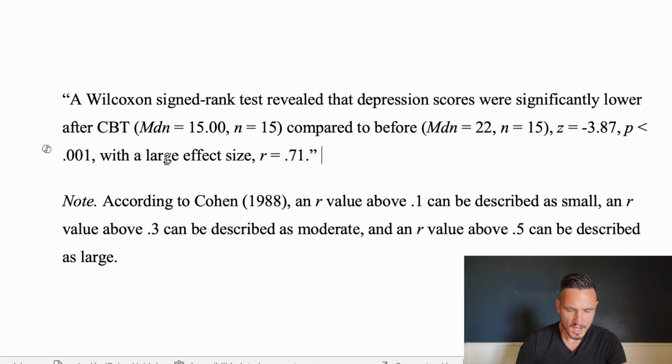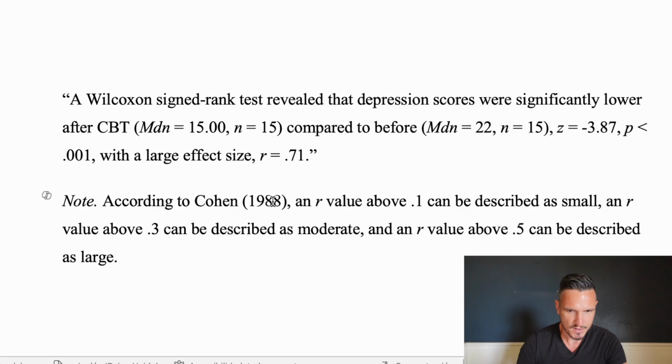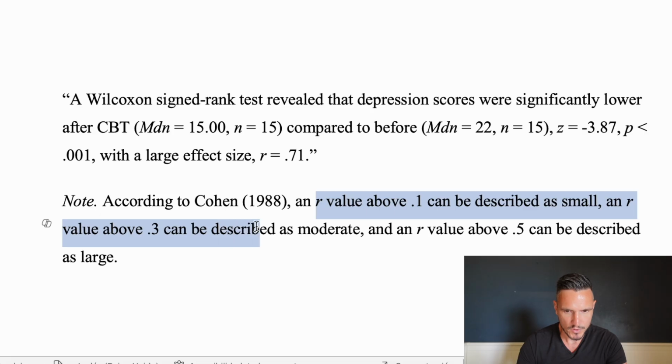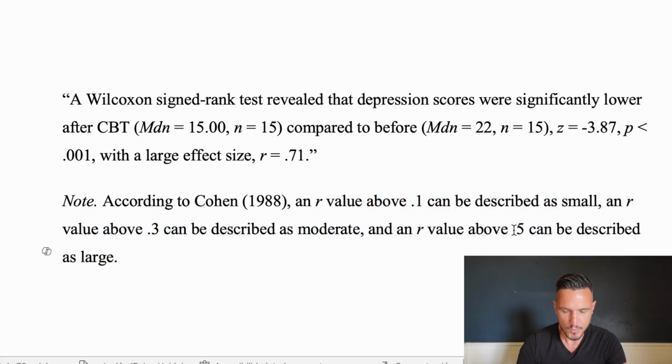And so I've described that as large based on these criteria that Cohen put forward in 1988. So he said that an R value above 0.1 can be described as small, an R value above 0.3 can be described as moderate, and an R value above 0.5 can be described as large, and as 0.71 is bigger than 0.5, I've described that as a large effect size. So that's about it for the Wilcoxon signed ranked test on version 31 of SPSS.